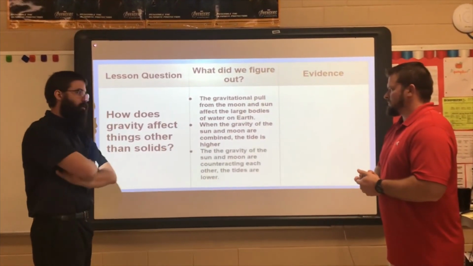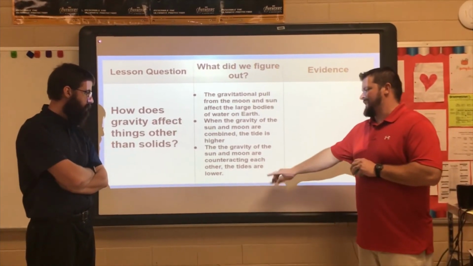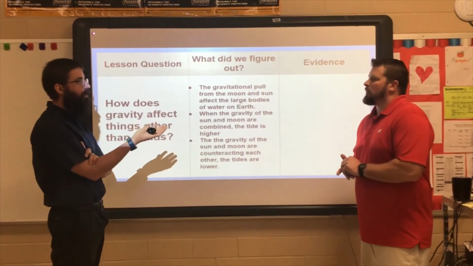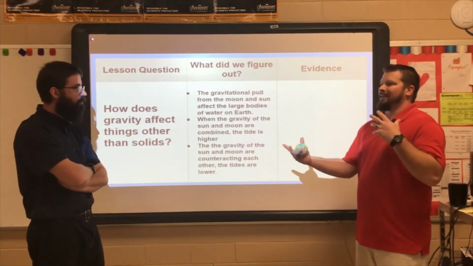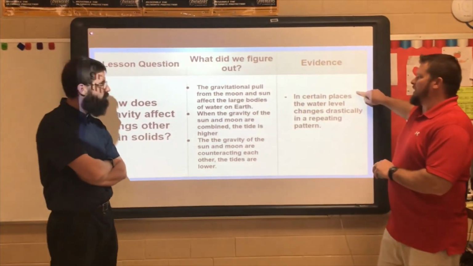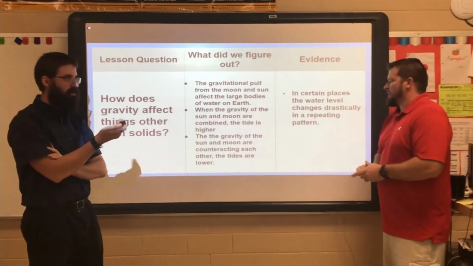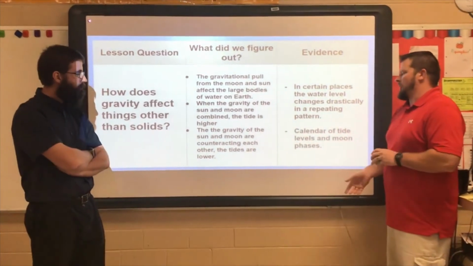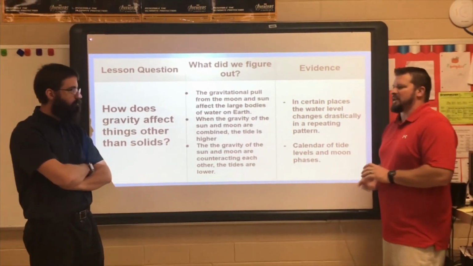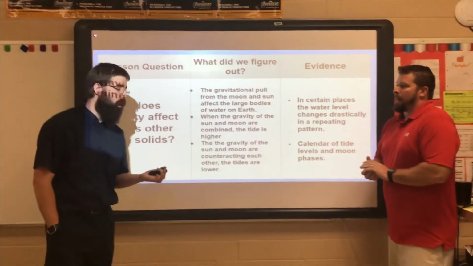And then what else did we notice? We noticed that the gravity of the sun and the moon are counteracting each other. The tides are lower when they're at the 90-degree angle. Correct. They're not working in tandem. Okay. We know that in certain places, the water level changes drastically in a repeating pattern. Which is our tides. Yep. And we also know that the calendar of the tide levels and the moon phases had a correlation, and they kind of lined up.